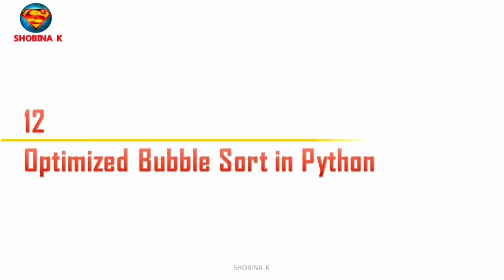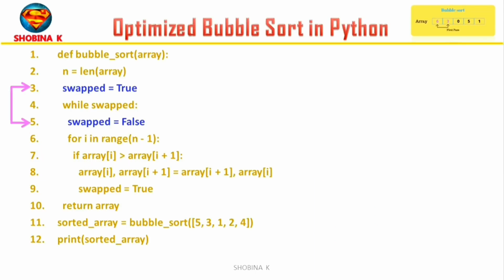Now let's see the optimized code for bubble sort algorithm in Python. In the case of bubble sort algorithm, the optimized version is more efficient than the original version. This is because the optimized version stops iterating through the list once it is sorted, which can save a significant amount of time if the list is already sorted or nearly sorted. Now let's go through the code.